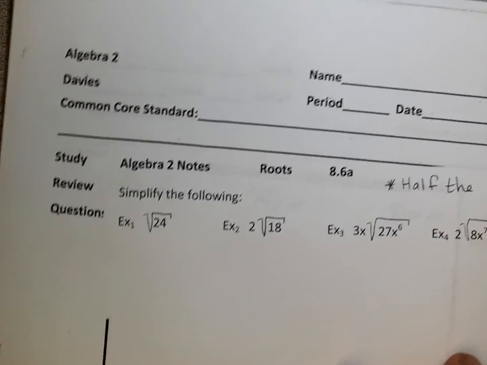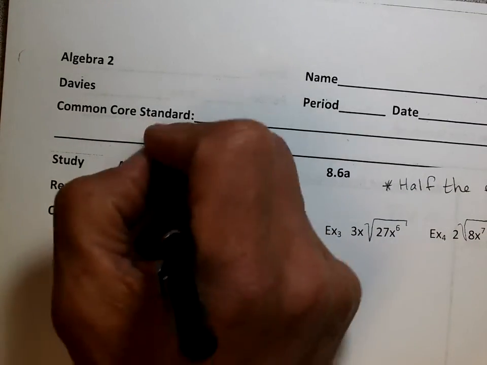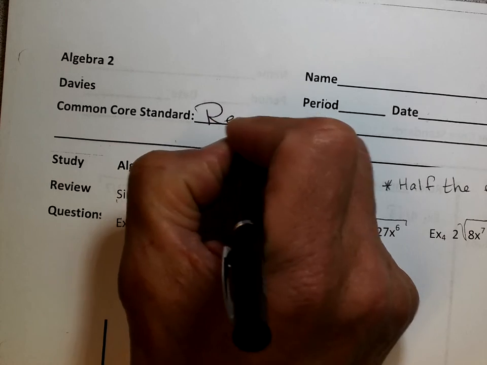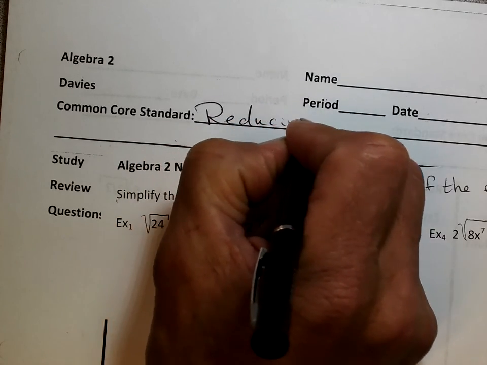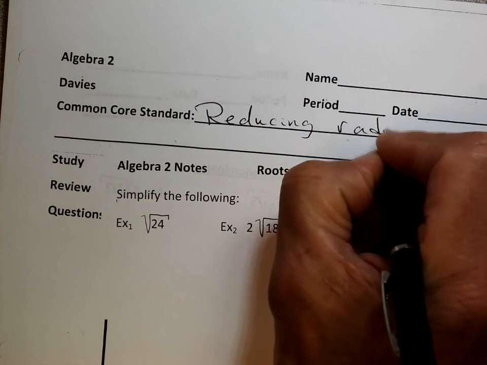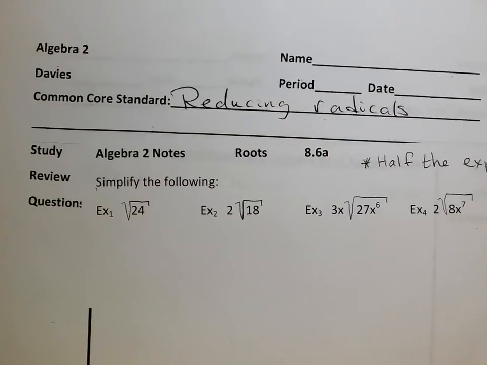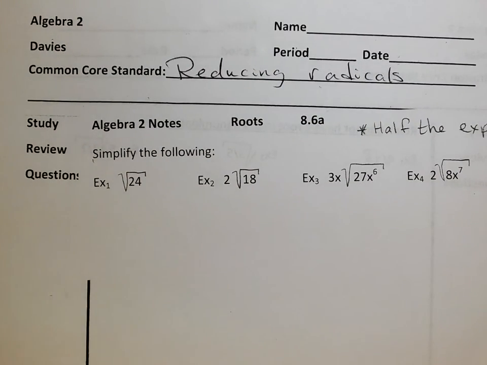So today we are really going to be simplifying roots, reducing radicals. Wait, where is the tracking? It's in Bridgeport. Radicals. Radical, dude.